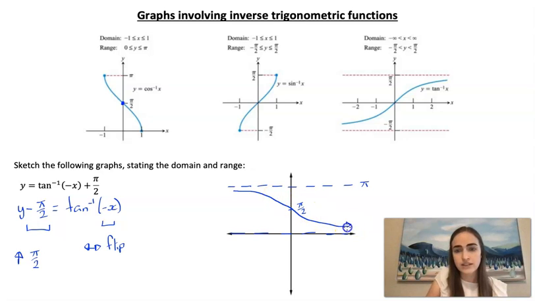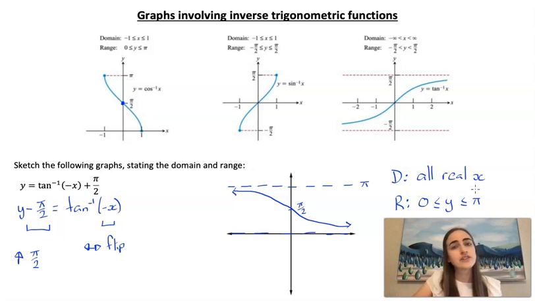All right, so we're also asked to state the domain and range of this new function. The domain is still going to be all real x, or you can say it's between negative infinity and infinity. And the range has been moved up, so our range is now between 0 and pi. So that's having a look at transformations of our inverse trig graphs.